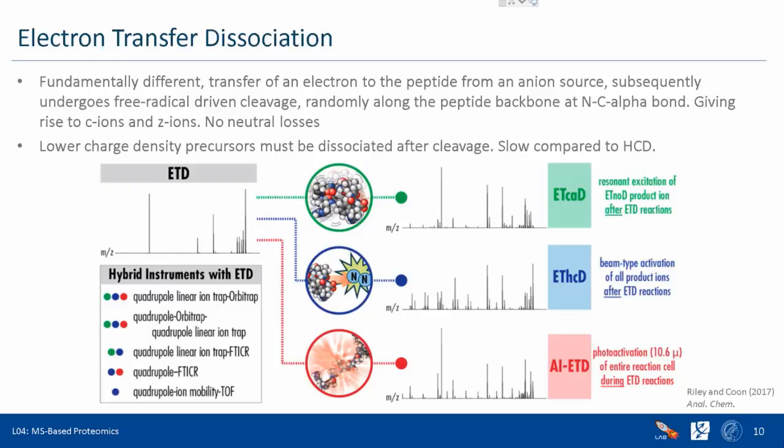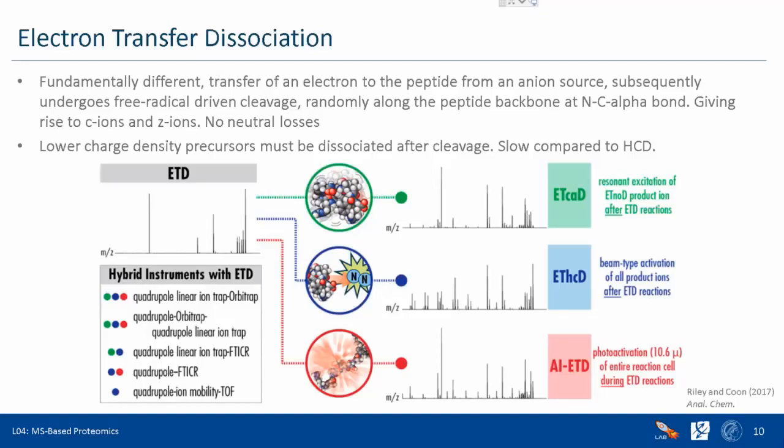The beautiful thing about this is that it's fully sequence independent. So whether or not we have certain side chains or modifications, it typically always gives rise to these nice C and Z peaks that occur along the sequence of the peptide. So this is really useful, for example, with peptides where you want to do de novo sequencing.